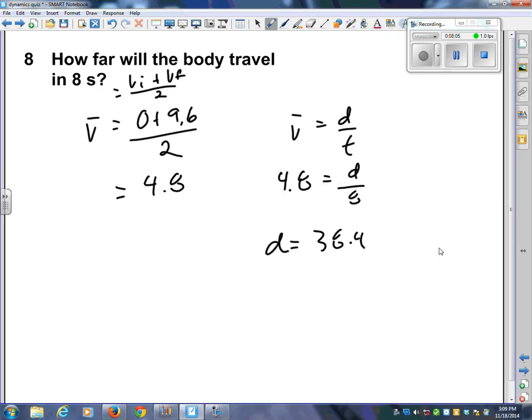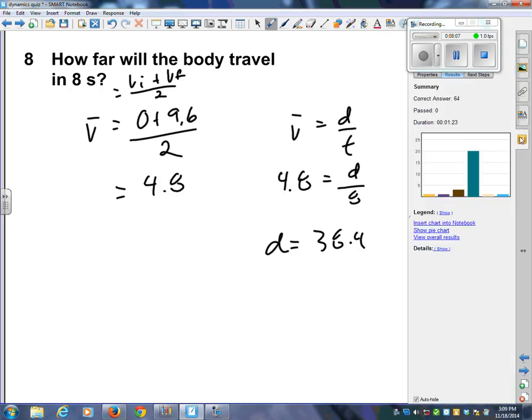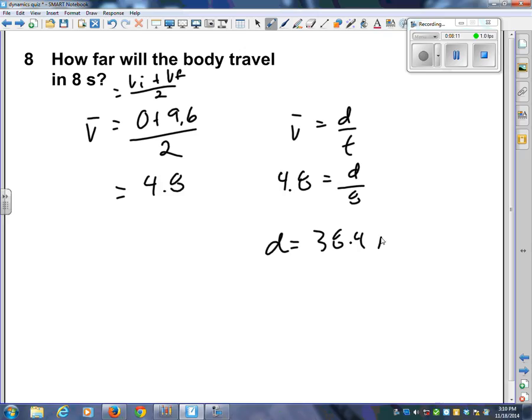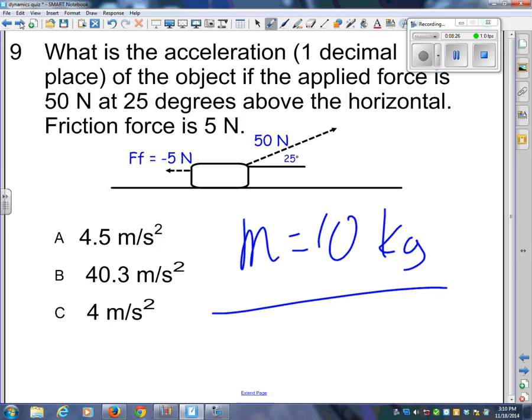I'm sure this one's likely wrong, right? 38.4? Got better than me. So yeah, you guys did okay, I think. No, I didn't. Don't expect too much on this. Okay, number 9.